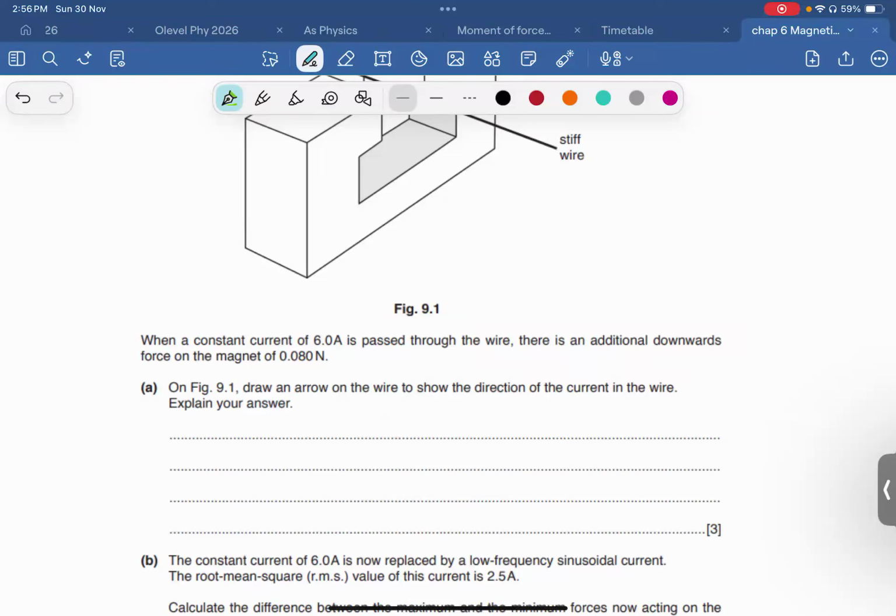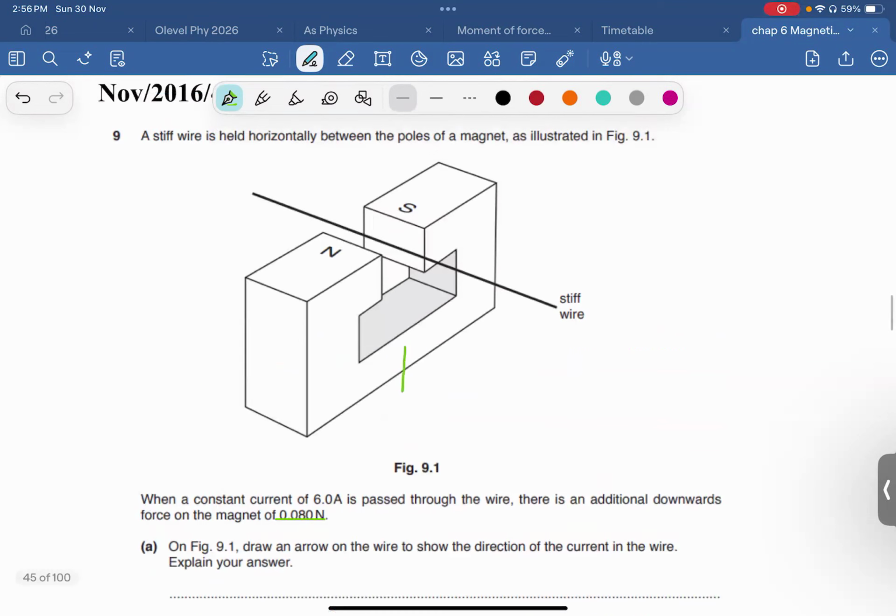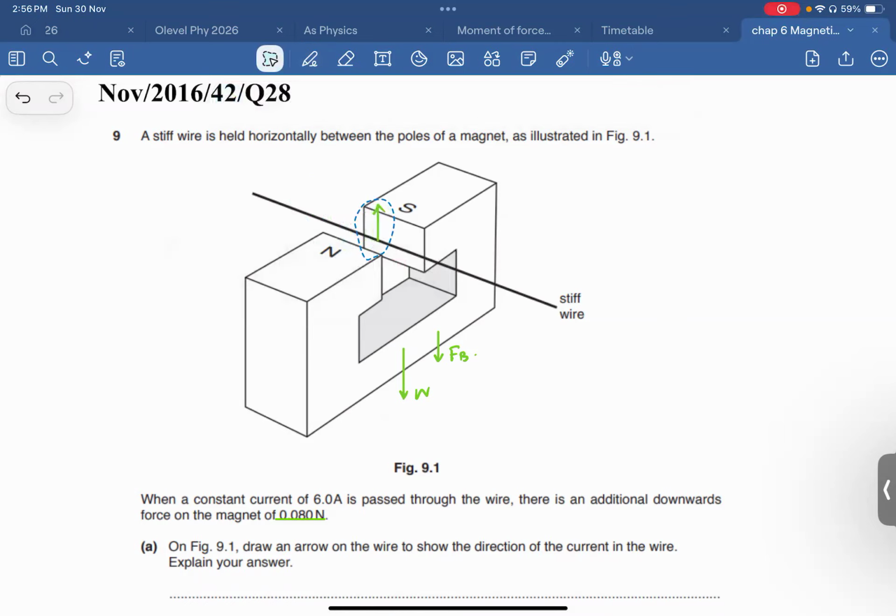So, they're saying there's an additional downward force on the magnet. That means there's one force due to weight, and the other force is generated due to the Newton's third law pair, right? If on the magnet the force is downward, then according to Newton's third law, the force on the wire should be upward, right? This is the concept we were discussing in yesterday's class. So the force will be upward, and if the force is upward, then use Fleming's left hand rule.